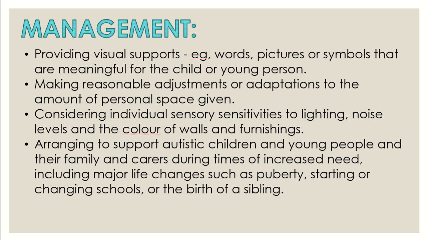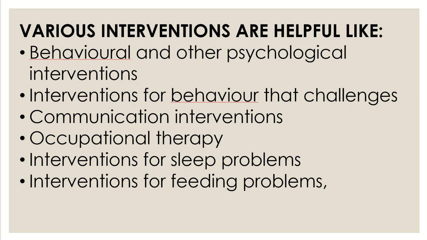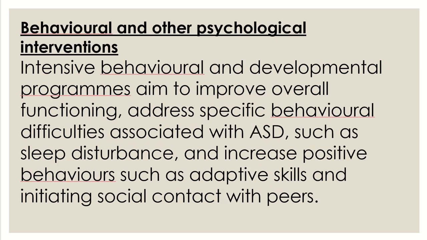Make reasonable adjustments or adaptations to the amount of personal space given, considering individual sensory sensitivity to light, noise level, and color of the walls and furnishings, arranged to support autistic children and young people and their family and carers during times of change, including major life changes like puberty, starting or changing school, or the birth of a sibling. There are various interventions: behavioral and psychological intervention, intervention for the behavioral challenges, communication intervention, occupational therapy, intervention for sleep problems, intervention for feeding problems.